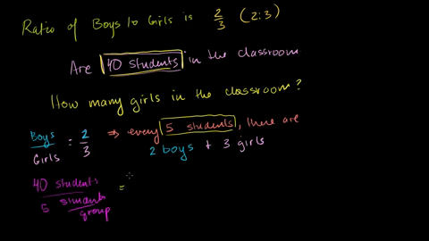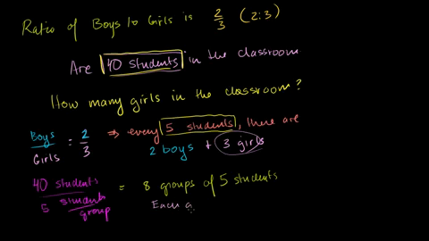So that means that I have 8 groups. 40 divided by 5, I have 8 groups of 5 students. Now, we're wondering how many girls there are. So each group is going to have 3 girls. Each group has 3 girls.